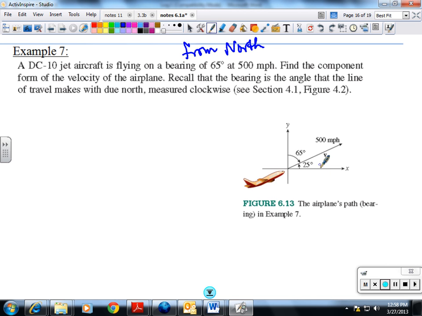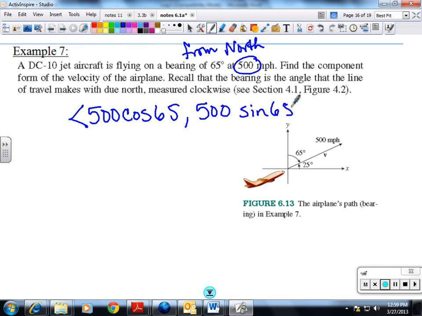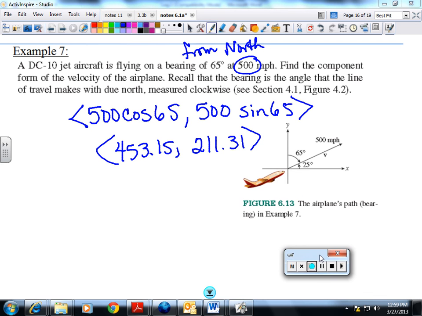So it says a DC jet aircraft is flying at a bearing of 65 at 500 miles per hour. This is just the length of the vector. Find the component form of the velocity of the airplane. So it's just going to be 500 cosine of 65, comma, 500 sine of 65. That ends up being 453.15, 211.31.